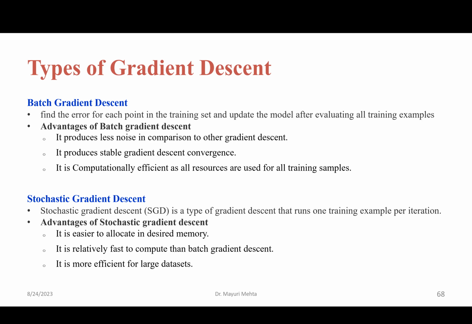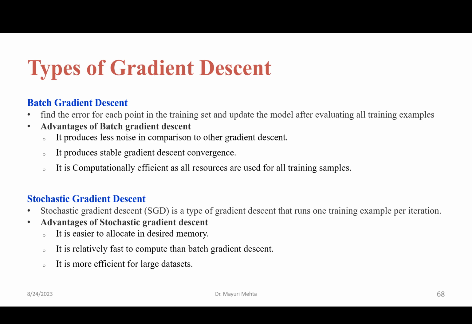Now here, stochastic gradient descent runs one training example per iteration, or we can say it processes a training epoch for each example within a data set, and then it updates each training example's parameters one at a time. So this is how it differs from batch gradient descent.